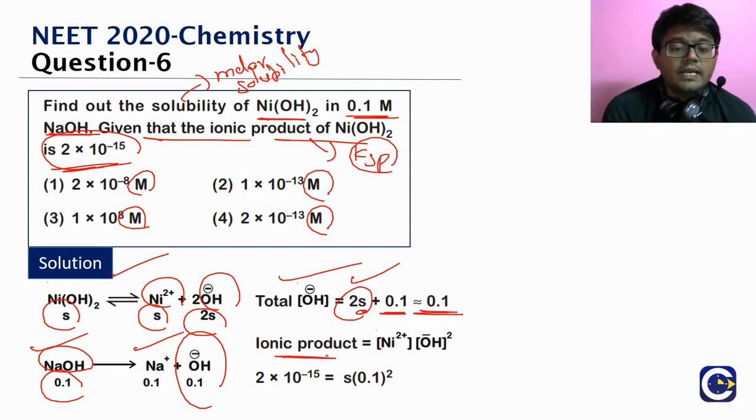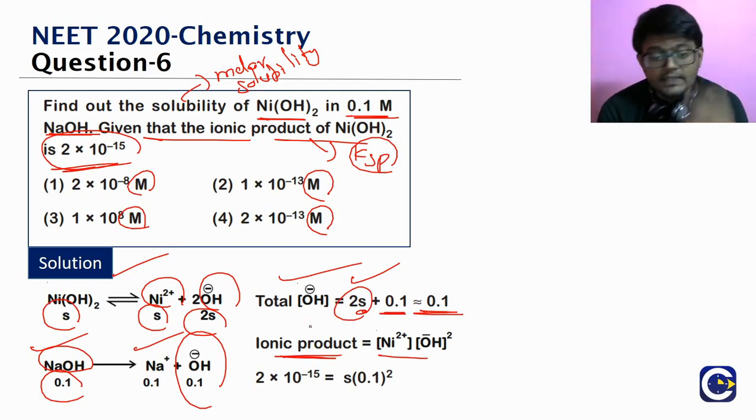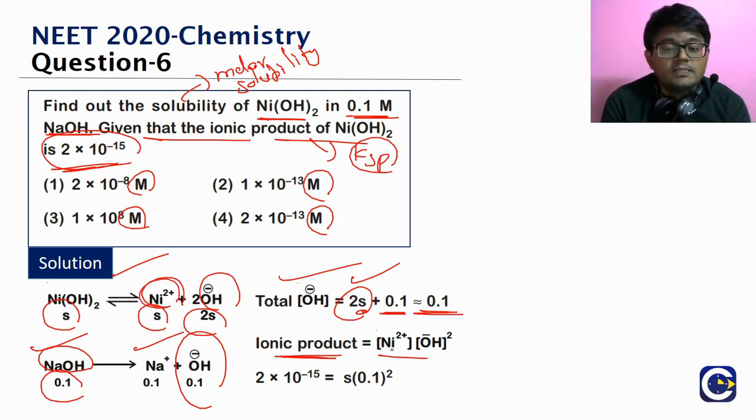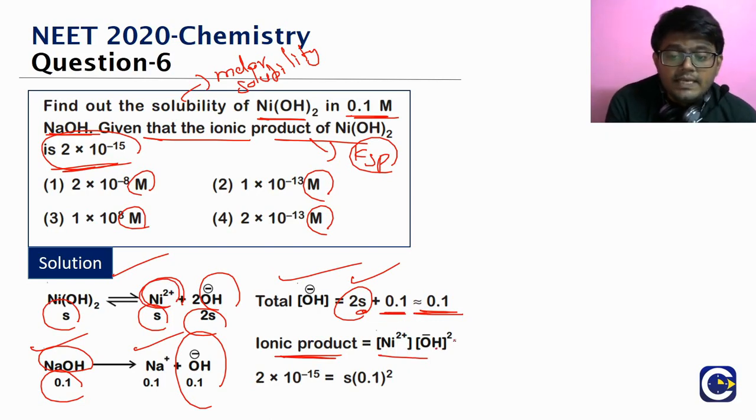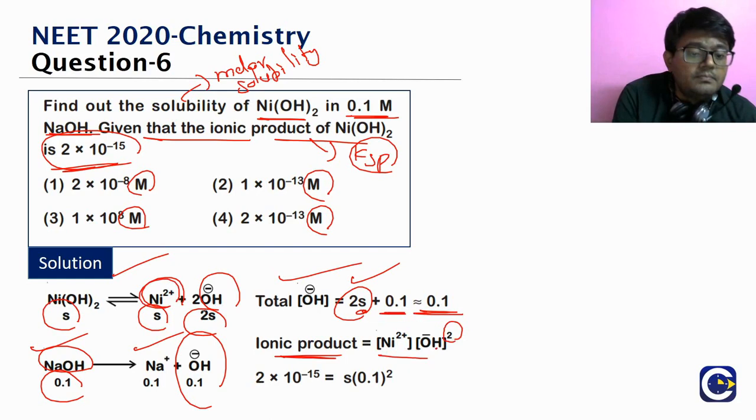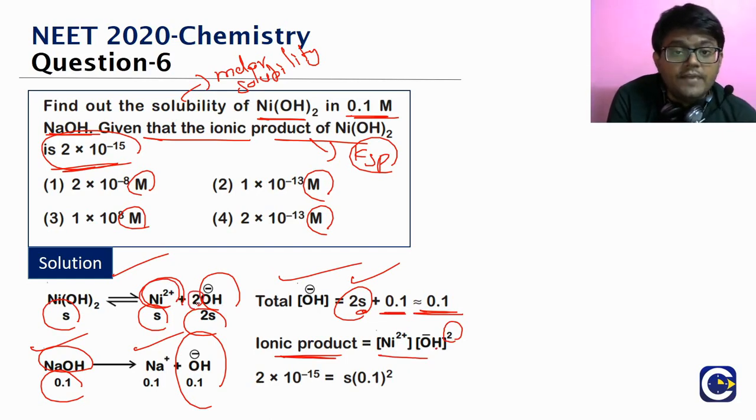So approximately the OH- concentration is going to be 0.1. Now look at the ionic product formula: the nickel 2+ concentration times the OH- concentration to the power 2. Why power 2? Because the coefficient for OH- is 2. So the ionic product, KSP, equals the nickel ion concentration times the OH- ion concentration squared. The ionic product value is given: 2 × 10^-15 equals S times the OH- concentration, which we have approximated to 0.1, squared.